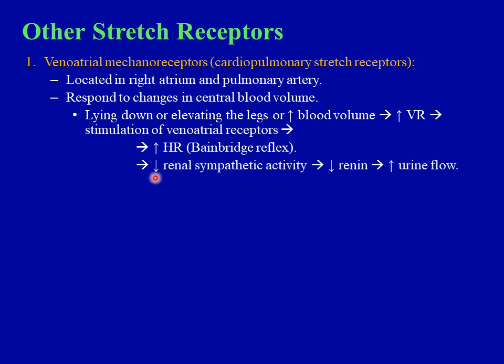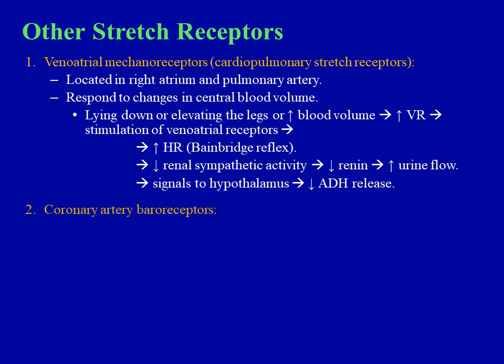Also, a decrease in the renal sympathetic activity, so we have less renin production, less angiotensin II, less aldosterone, so we have a higher urine production or urine flow. And also this will send signals to the hypothalamus and will decrease the antidiuretic hormone release, so more urine is formed, so we get rid of water and sodium from our body.